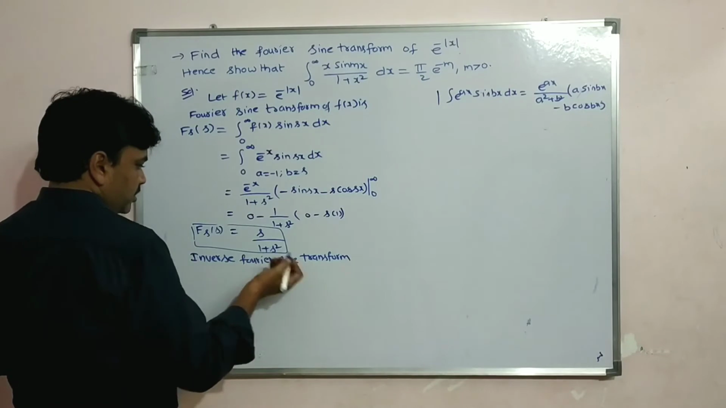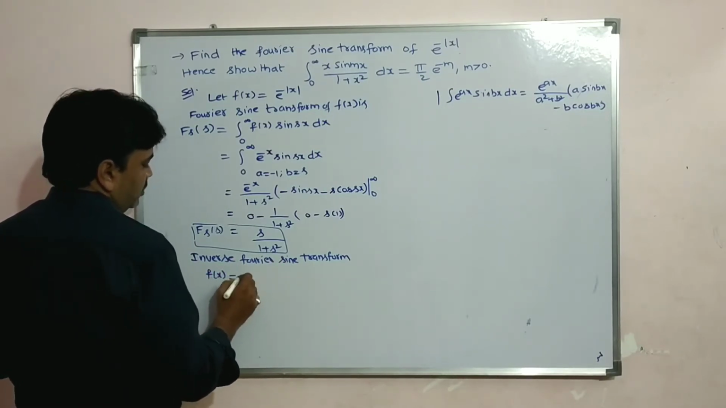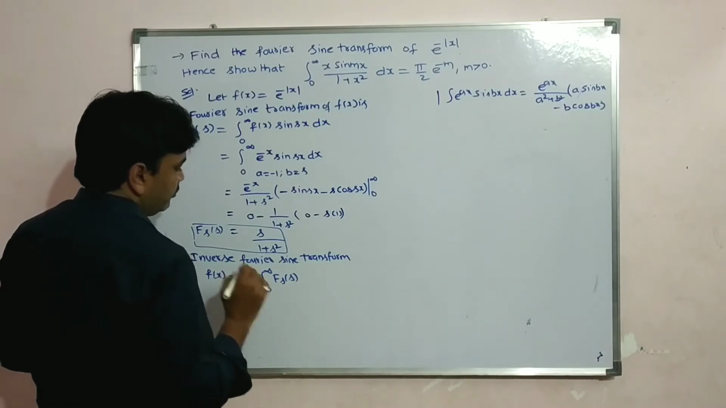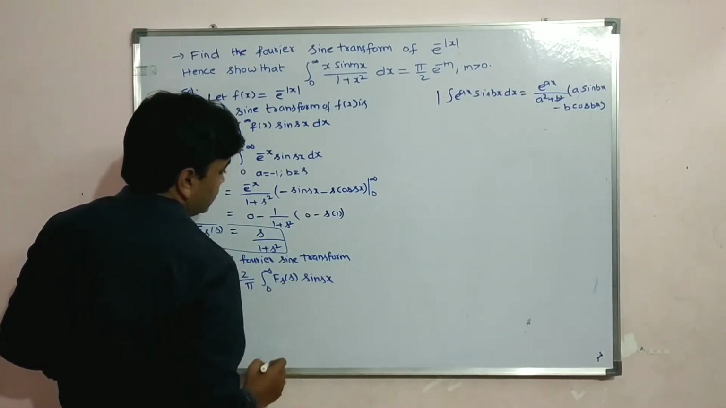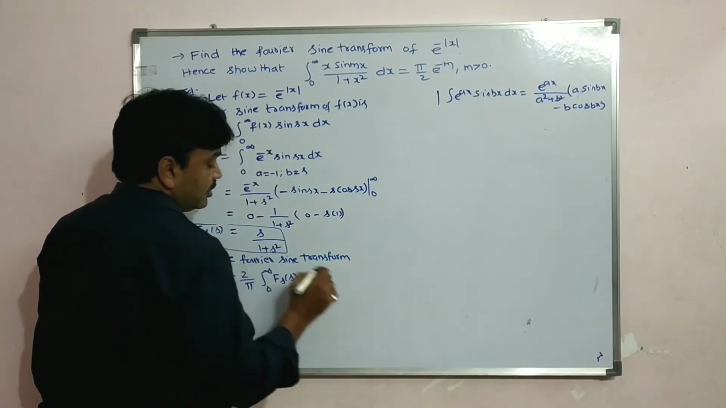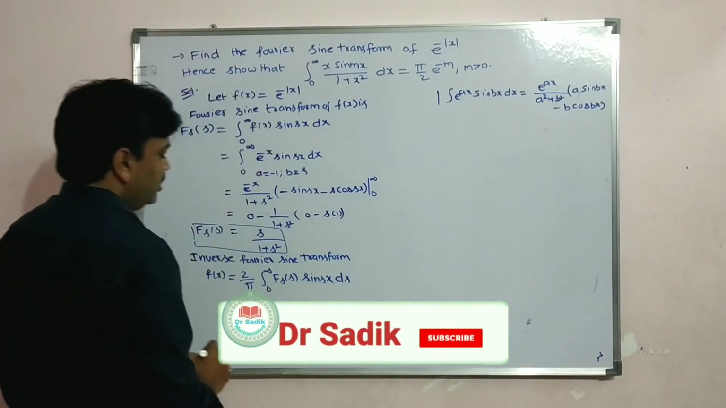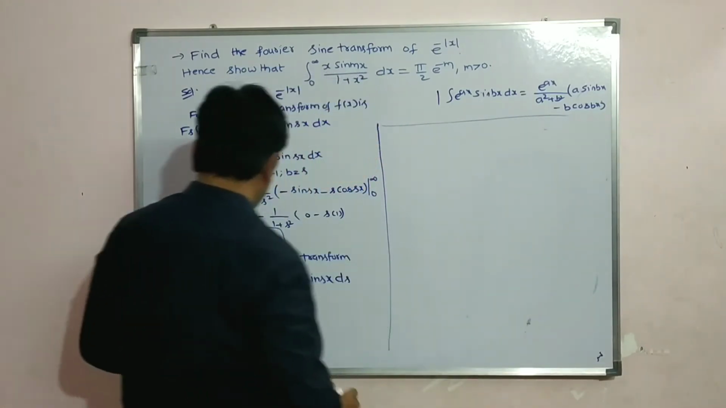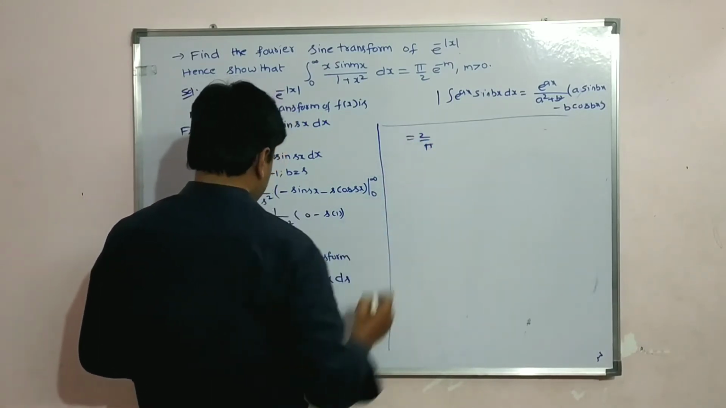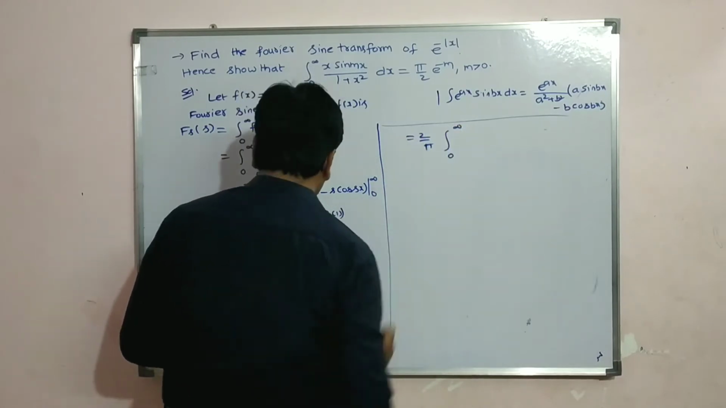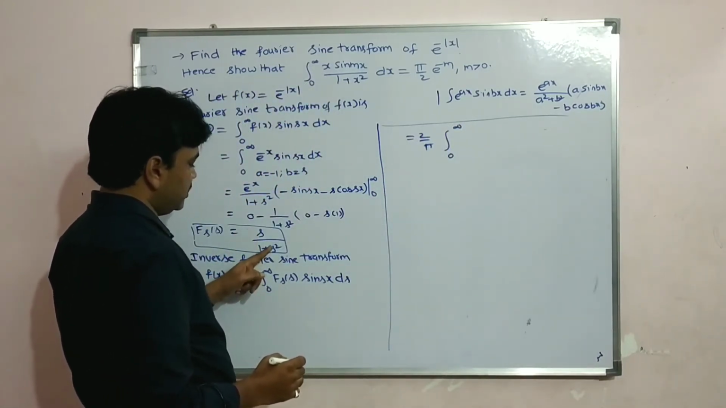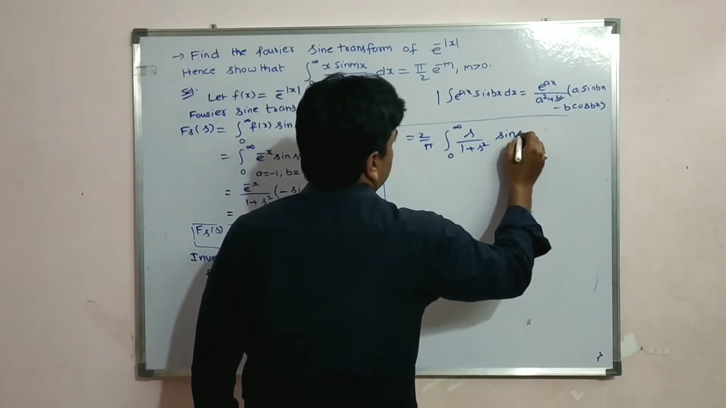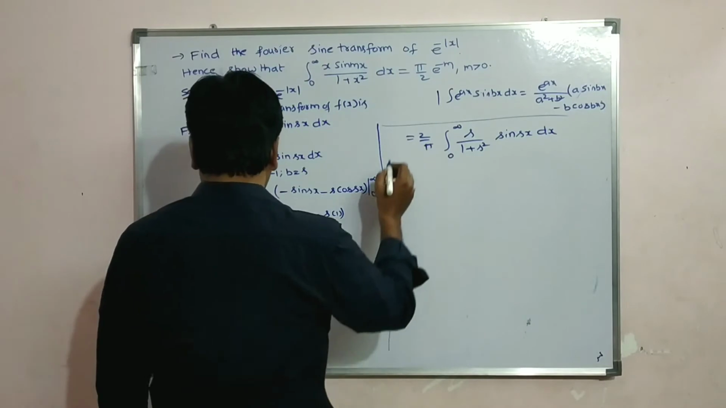What is the inverse Fourier Sine Transform, students? f of x is equal to 2 by pi integral 0 to infinity Fs of s into sin sx ds. Very good, it is ds. So, that is equal to 2 by pi integral 0 to infinity Fs of s, which is s by 1 plus s square, into sin sx ds. This is f of x.